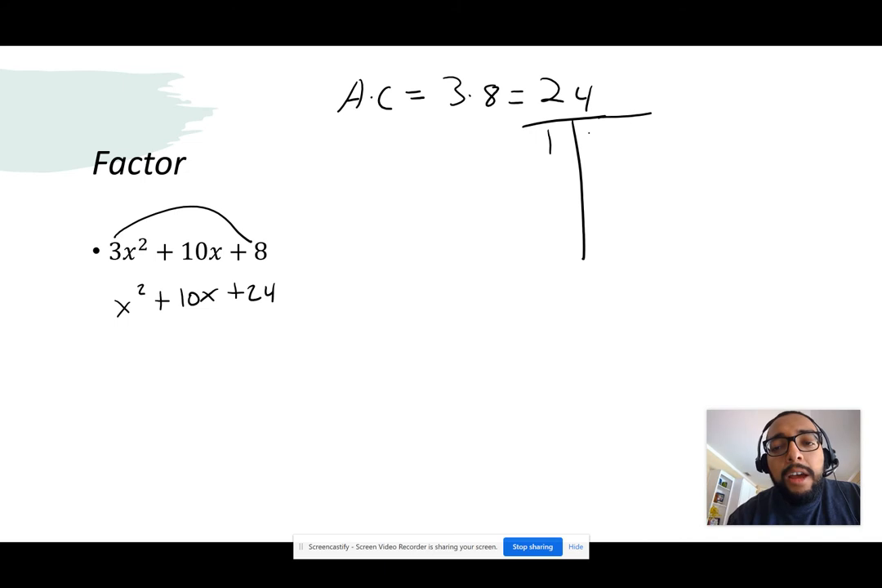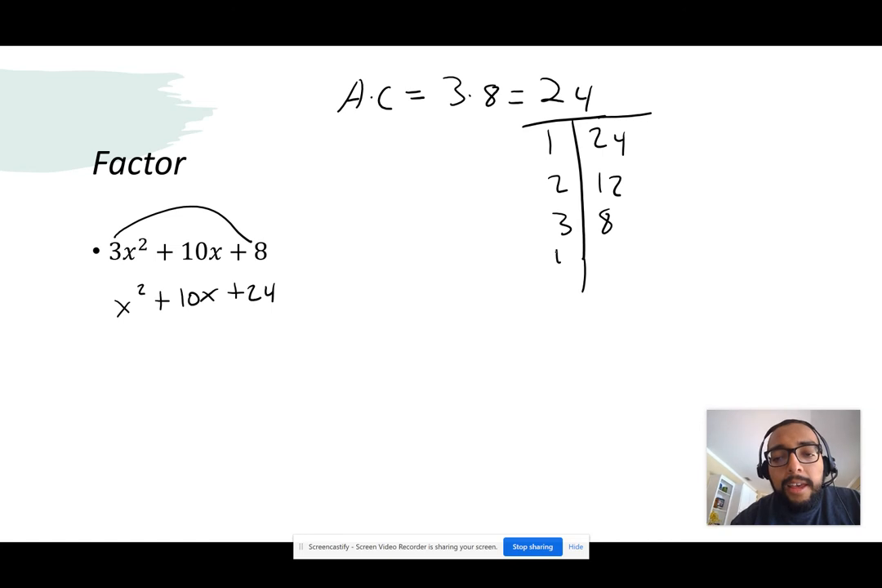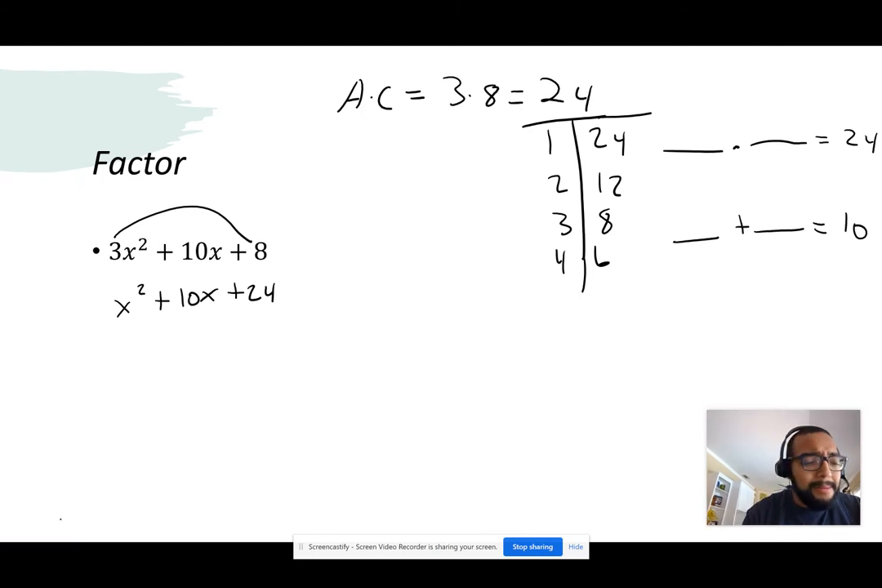This isn't too bad. 1 and 24, 2 and 12, 3 and 8, and 4 and 6. Sweet. I'm looking for two numbers that multiply to 24 and add to give me 10. As I go through all my combos: 1 plus 24 is 25, clearly not 10. 2 plus 12 is 14. Oh, wait, 12 minus 2 is 10. That might work, so let me keep going. 3 plus 8 is 11. 8 minus 3 is 5. That won't work. Oh, 4 plus 6 is 10.